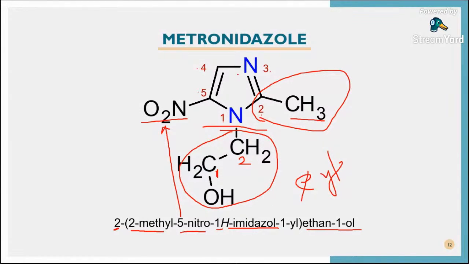It is not a proper ring. It is a substituent. That's why we make it as YL. Okay. Imidazol-1-yl. 1 means what? The imidazole ring is attached to ethanol at one number position.